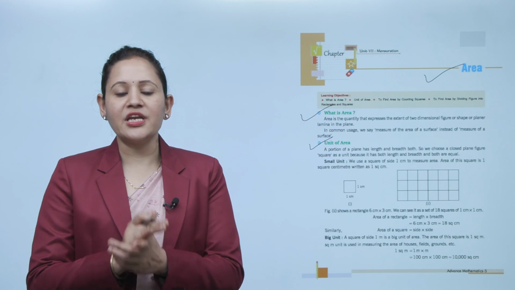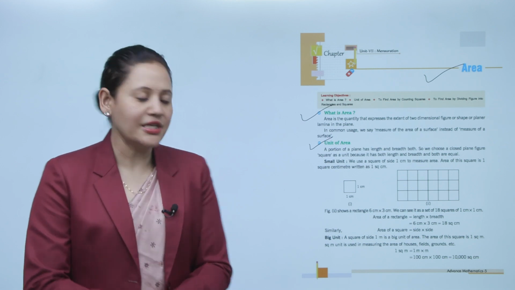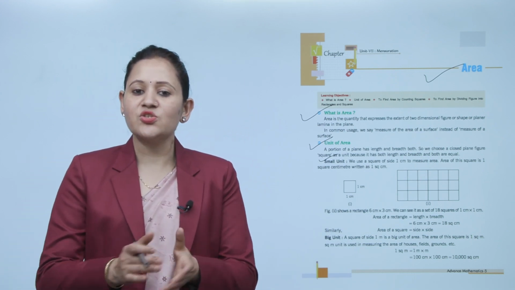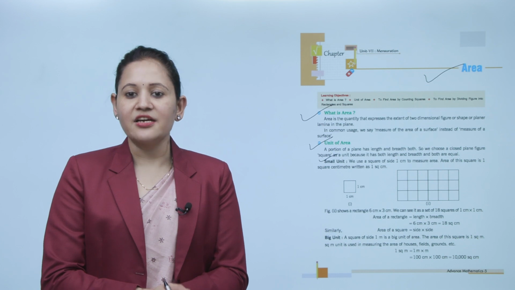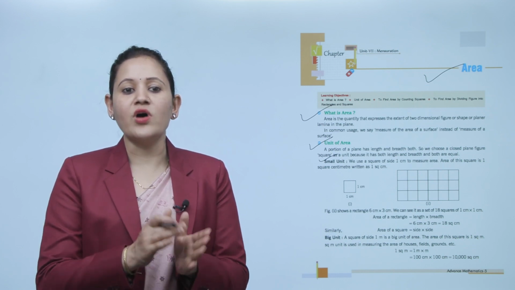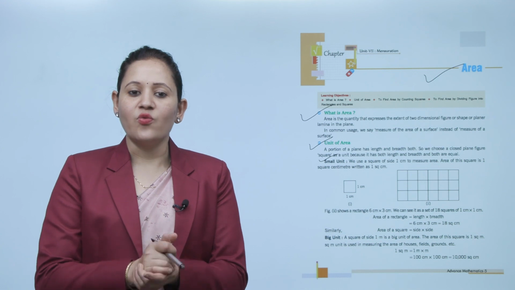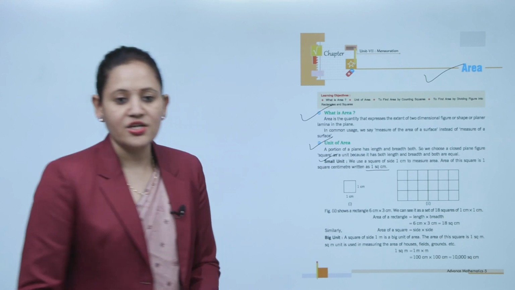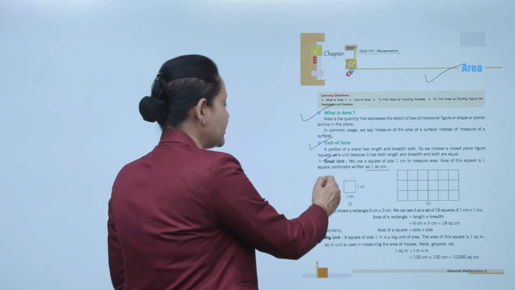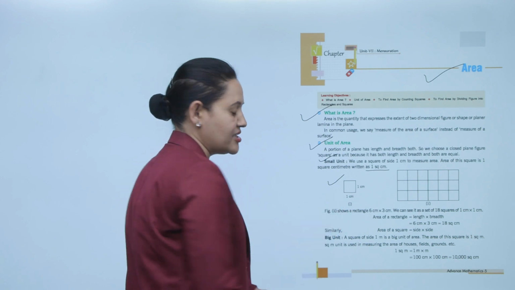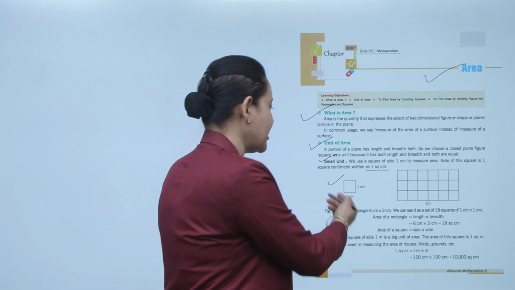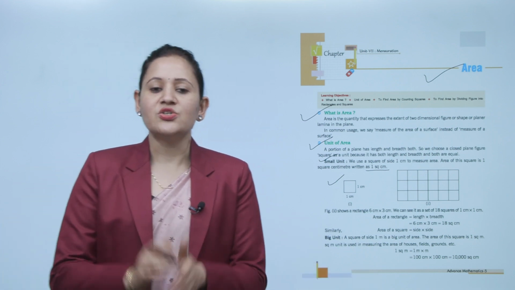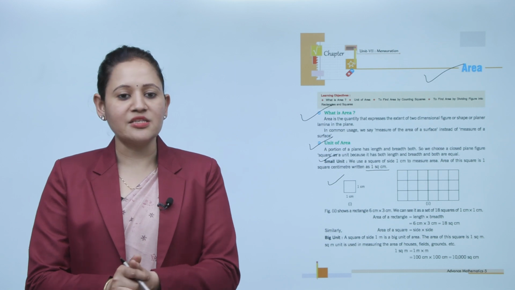So unit of area हमेशा square unit में होगी. Small units, we use a square of side 1 cm to measure area. Area of the square is 1 square centimeter, written as 1 cm squared. So here this is a square. It has dimension 1 centimeter by 1 centimeter, length 1 centimeter, breadth 1 centimeter. In a square all four sides are equal, so area will be 1 square centimeter.